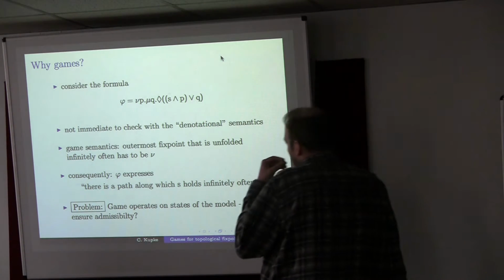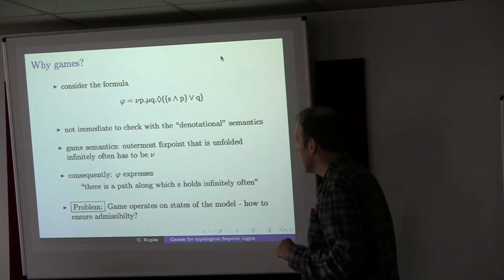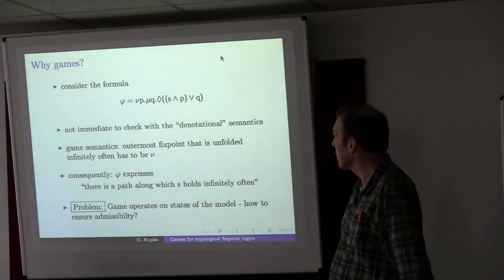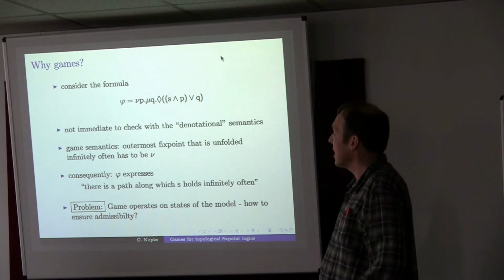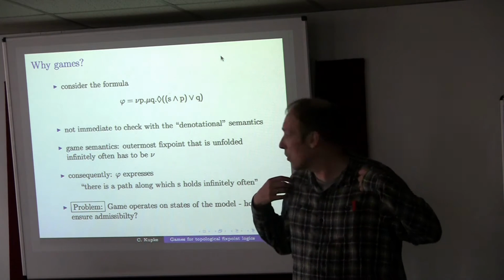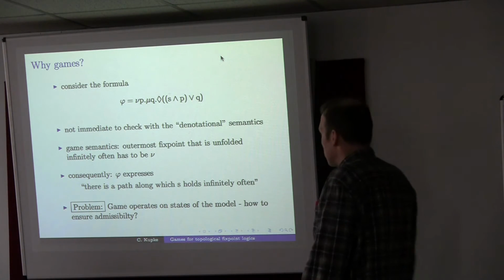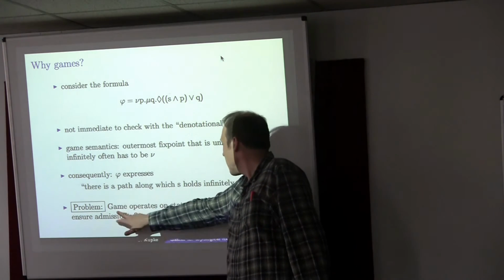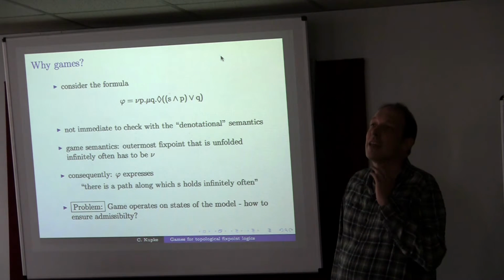So this is what you see relatively immediately if you know the game semantics. It's more tricky with the indentation semantics. And in addition, the game semantics is really the backbone of all the automata theory for the Mu calculus. But here's an obvious problem. The game operates on states of the model. How do we ensure in the end?